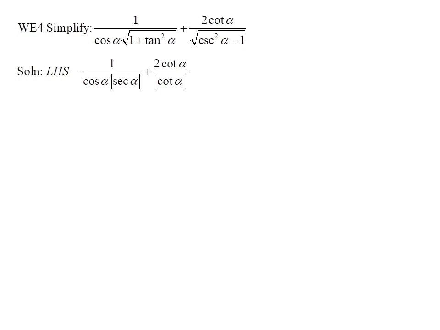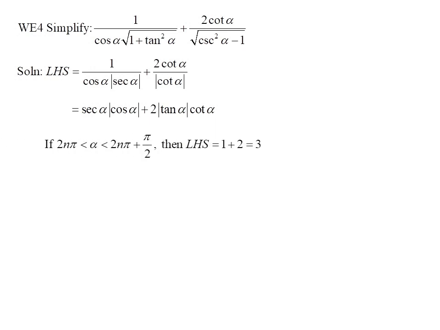of 2 cotangent alpha to the modulus of cotangent alpha, which can be further simplified to secant alpha times the modulus of secant alpha plus 2 times the modulus of tangent alpha times cotangent alpha. At this point, we need to discuss the location of the angle alpha. When alpha is in the first quadrant, the trigonometry expression equals 1 plus 2, which is 3. When alpha is in the second quadrant, the expression equals negative 1 minus 2, which is negative 3.